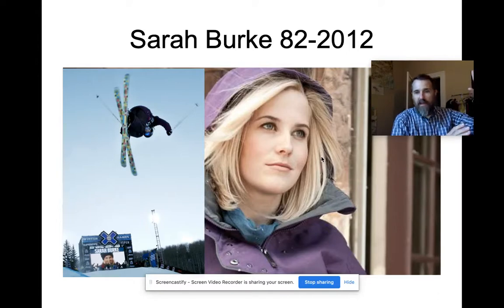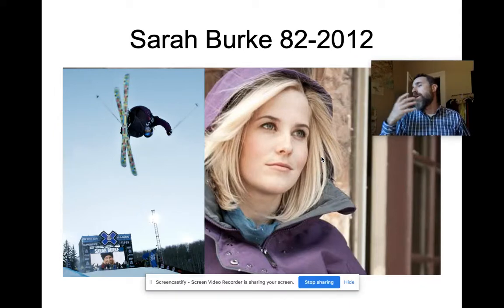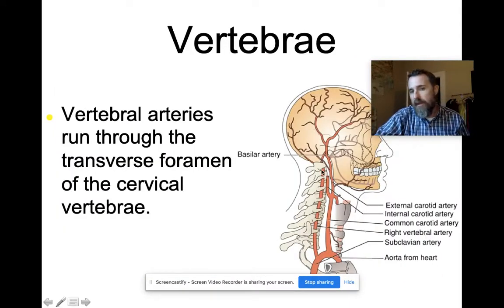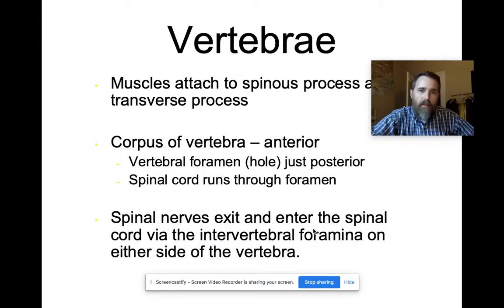She went up the side of the half pipe and came down. She had her helmet on. Her head hit the lip of the half pipe, and it didn't damage her brain, but it wrenched her neck so hard that it ripped open one of the vertebral arteries in her neck. And she died shortly thereafter.